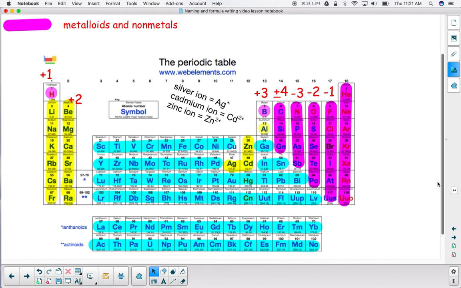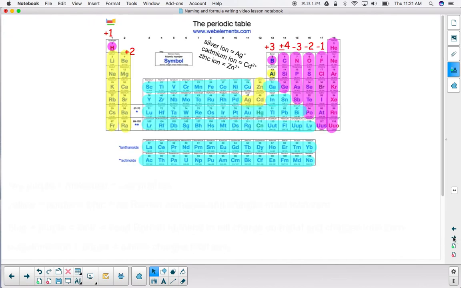Once you're done coloring, your periodic table should look like this. We can now use this colored periodic table to give ourselves a set of rules for naming and formula writing. I've copied our periodic table onto this next slide, and now we're going to lay down some rules.